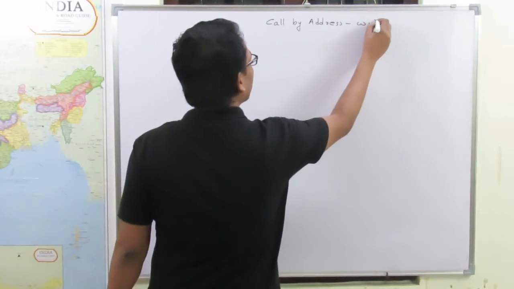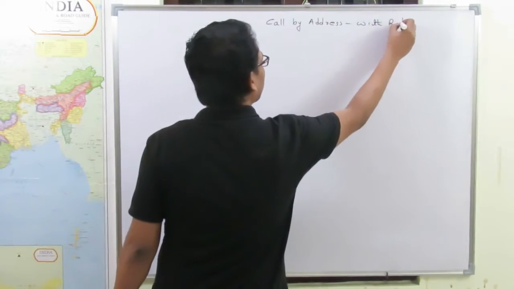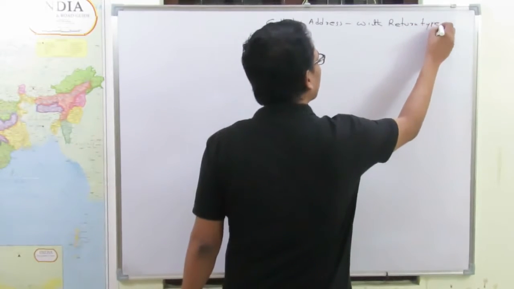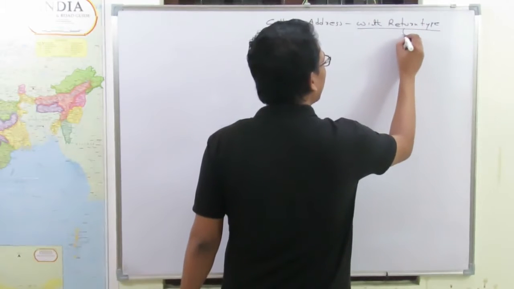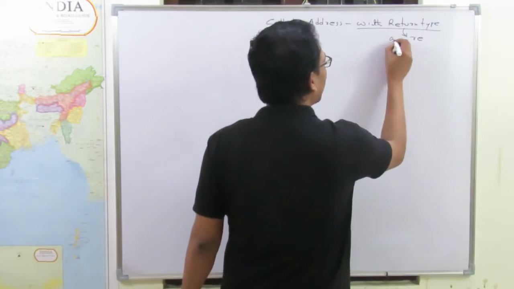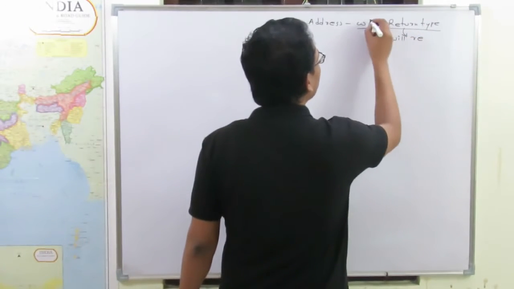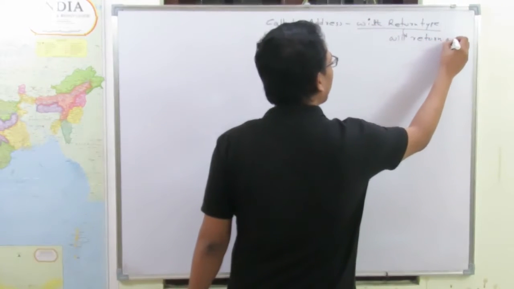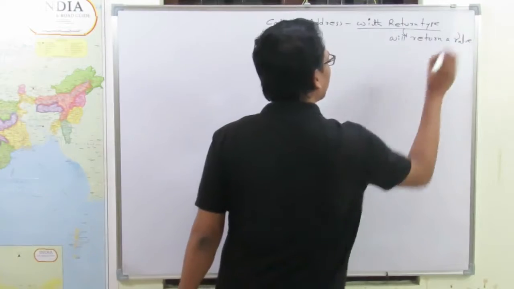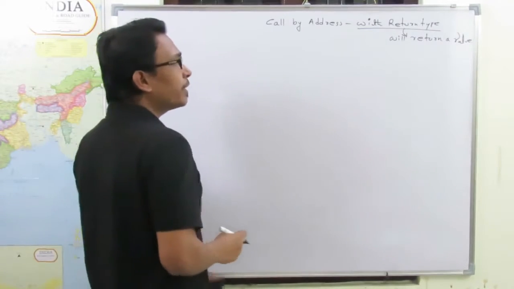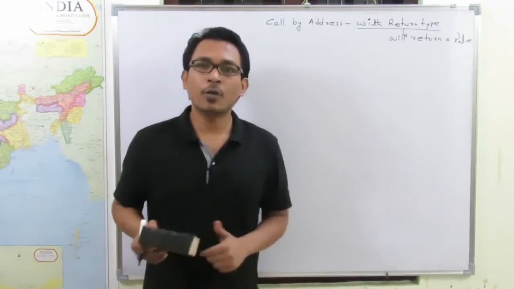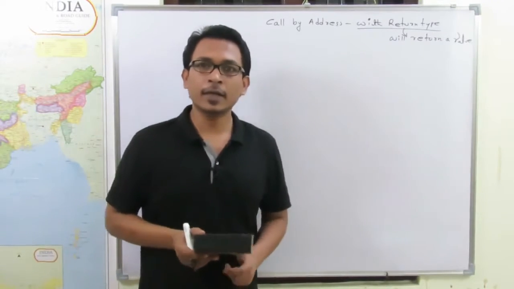Call by address with return type. With return type means it will return a value. So first I write the code, and after that we will see how the system will work with the code segment. Clear?